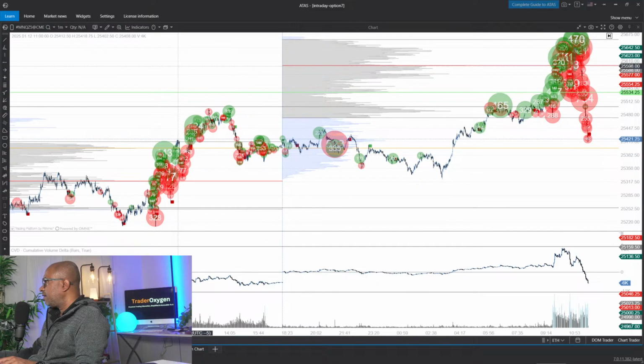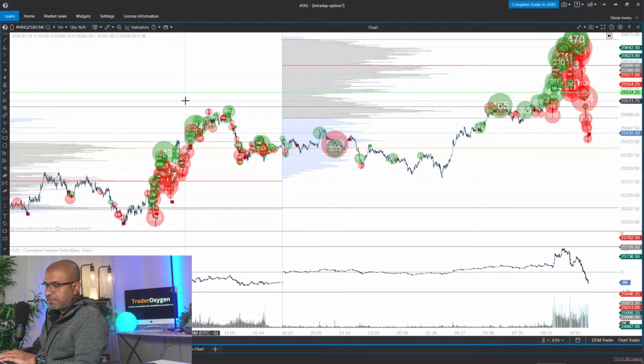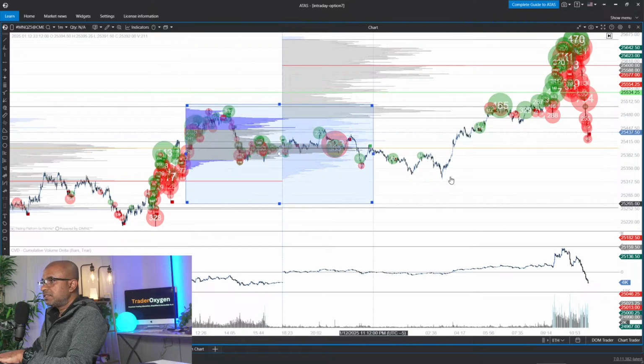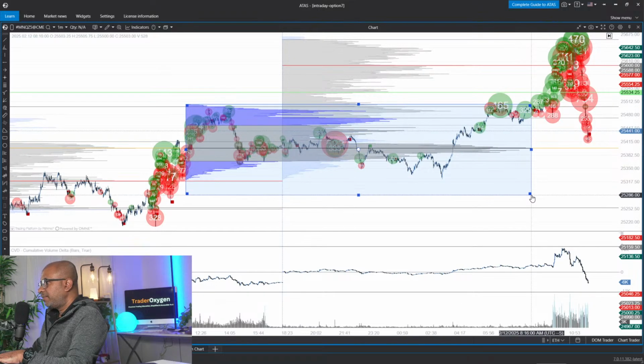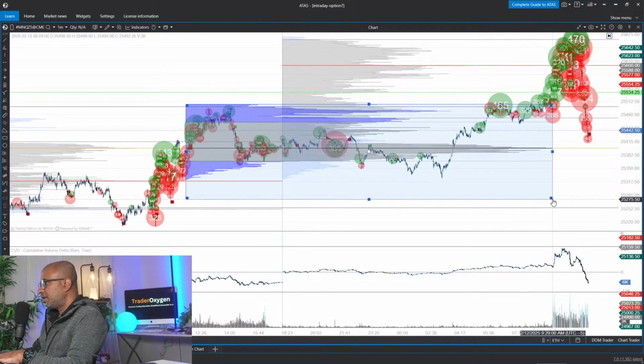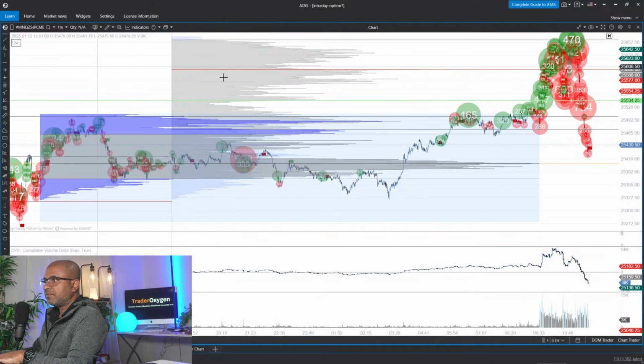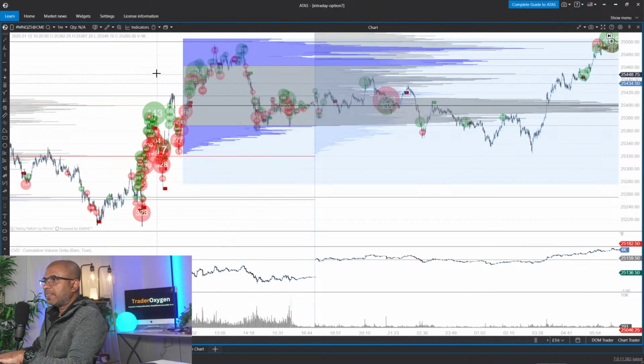So what I was talking about was drawing the volume profile into this price range. So I will draw the volume profile into this price area until the 9:30 New York start time, over here.